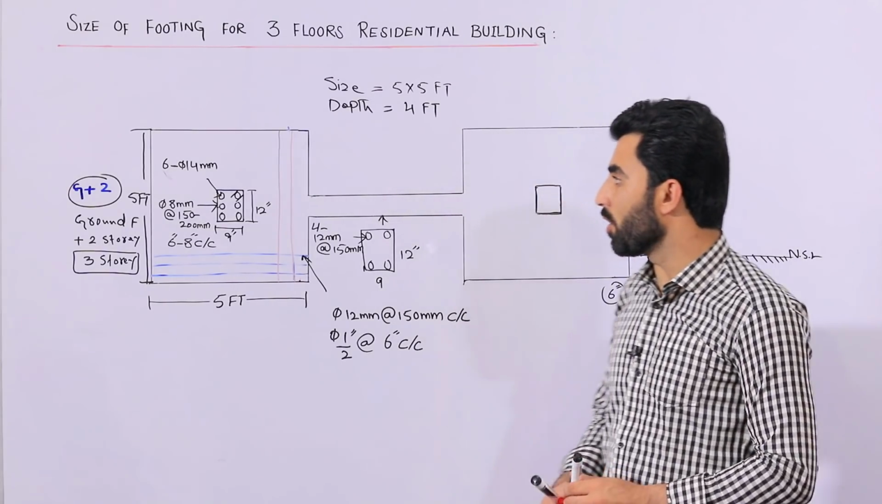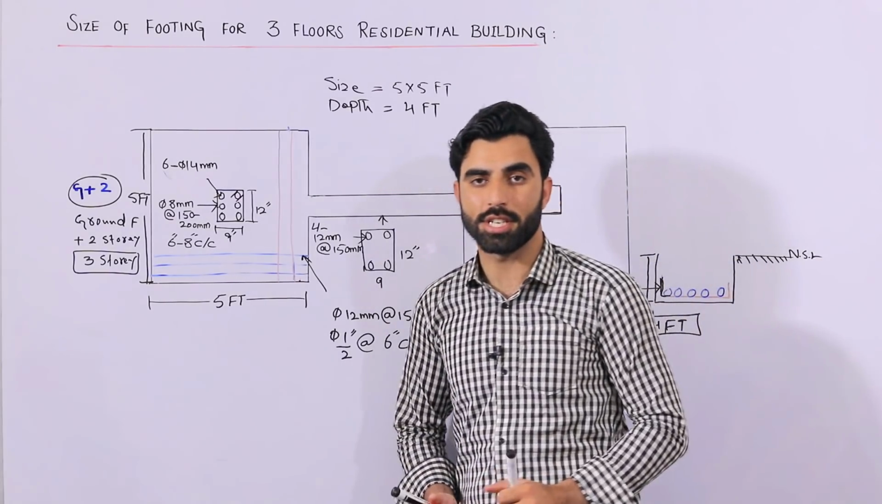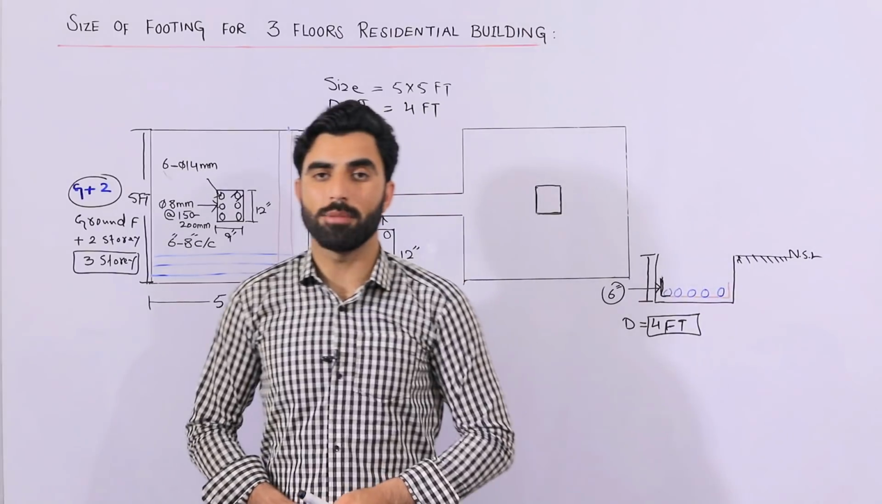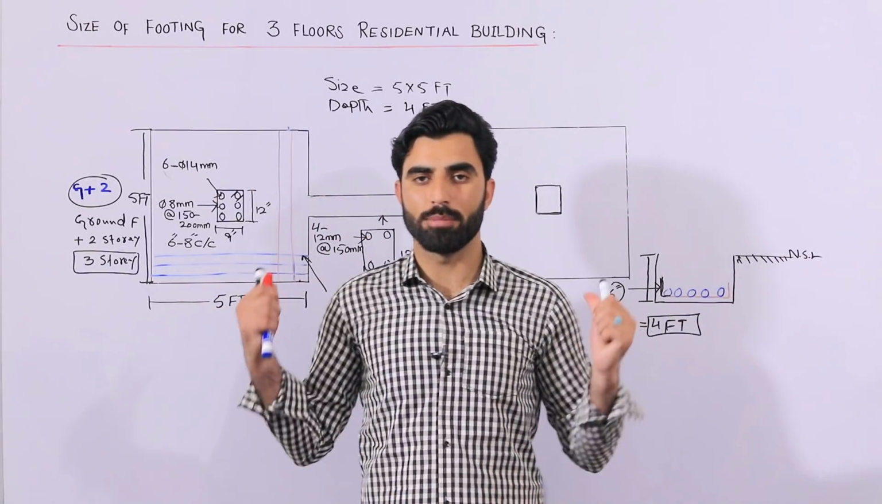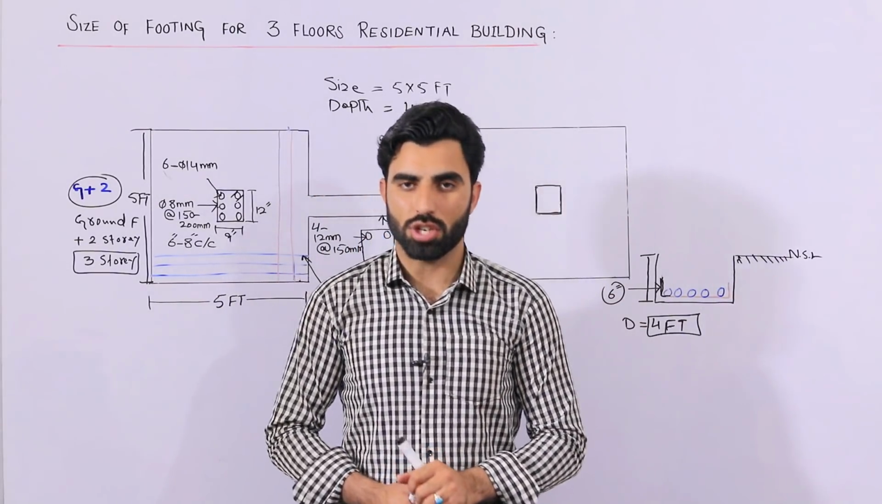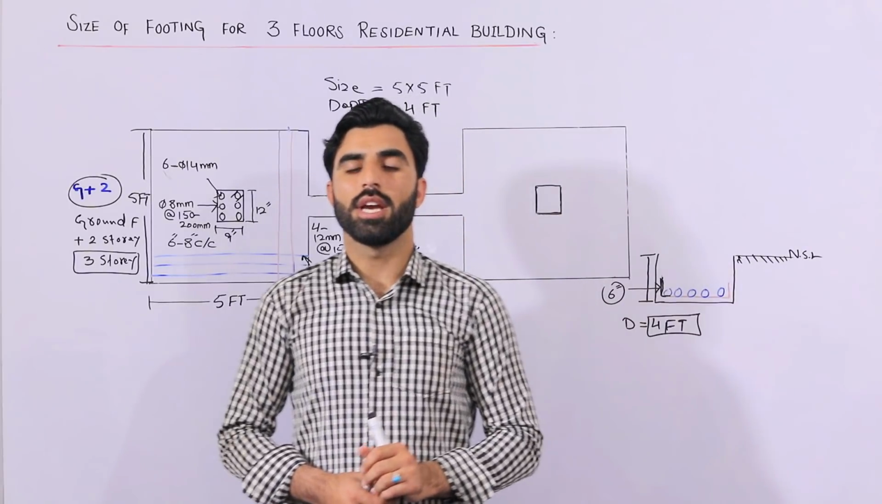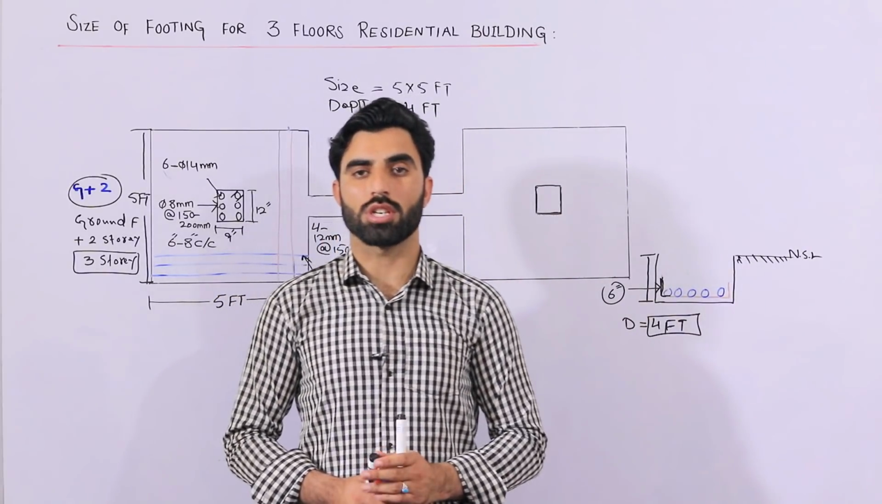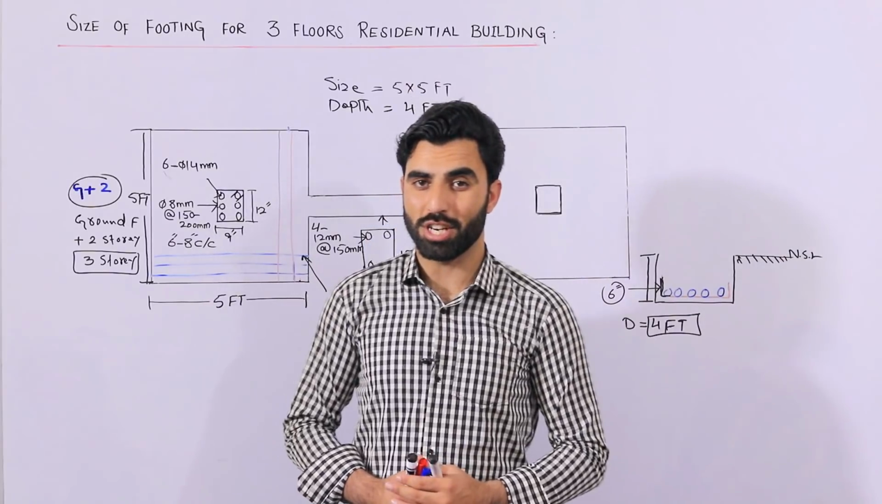So guys, these are steel reinforcement, size of footing and its details for 3-story residential building, not commercial building, because for commercial building we will do the other structure, especially for footing, because in commercial building we have more structure load in that case. Hope this short video can help you.